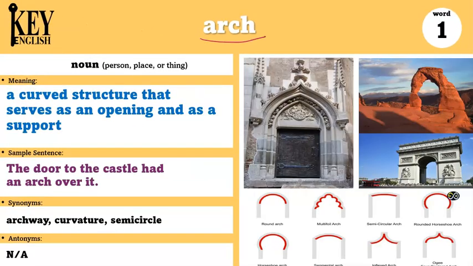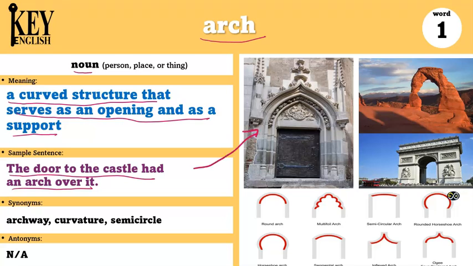Our first word is arch. Arch is a noun and it means a curved structure that serves as an opening and as a support. The example says, "The door to the castle had an arch over it."